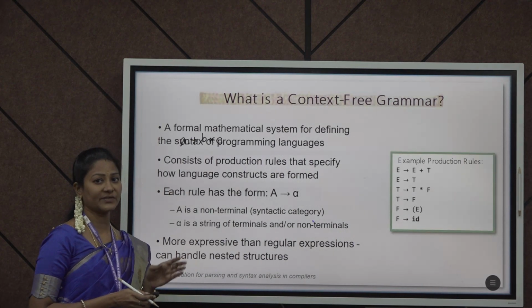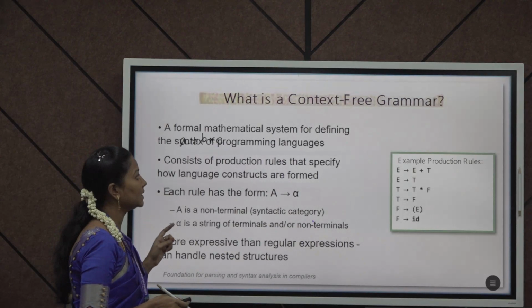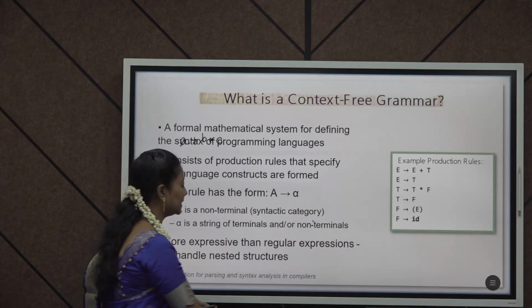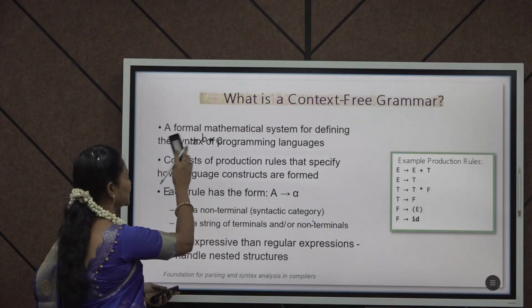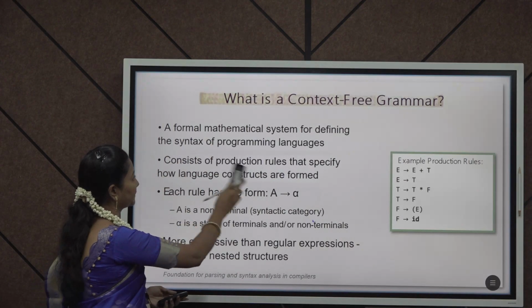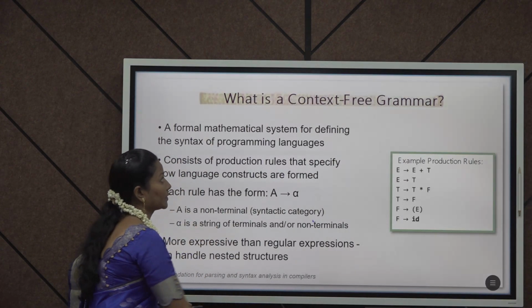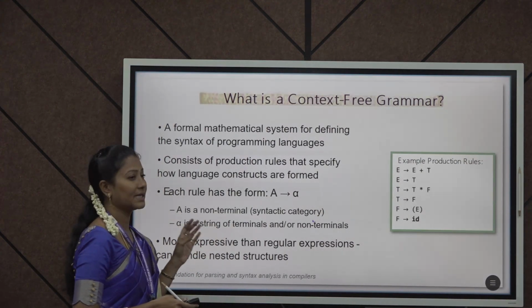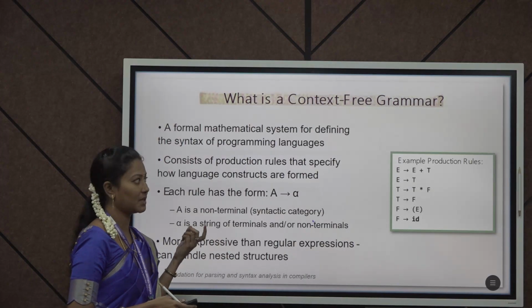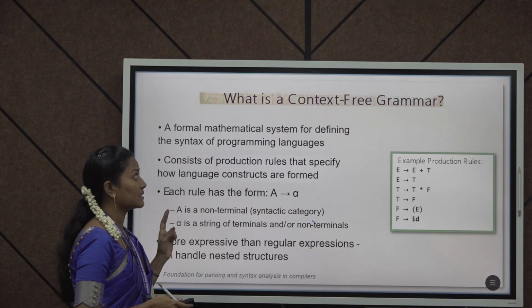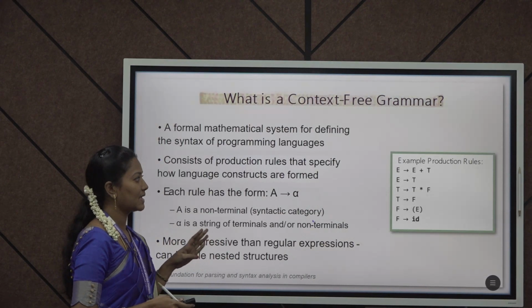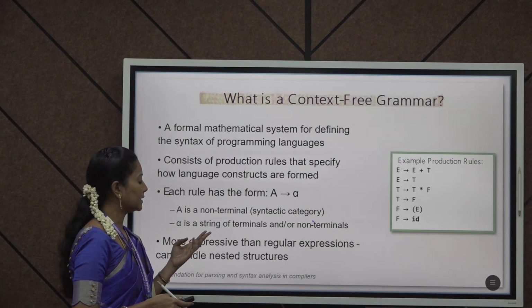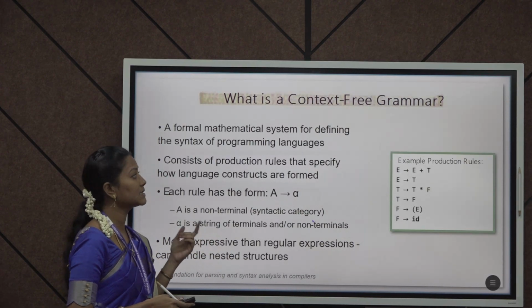So what is a context-free grammar? It is a mathematical system for defining the syntax of programming languages. Next, it consists of 4 tuples, that is, it is represented by non-terminals, terminals, a start symbol, as well as production rules.